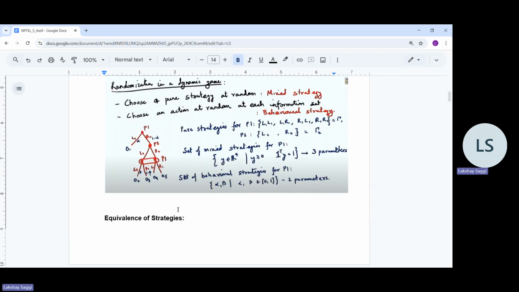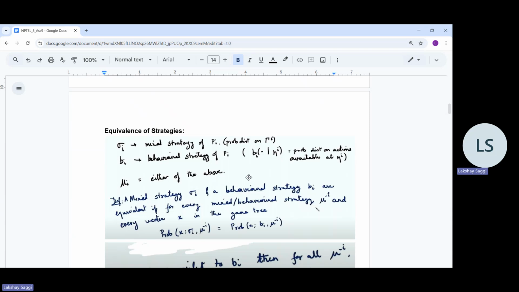But even though they are not the same, a question arises: can we still simulate one by the other? Can we form a behavioral strategy which is the same as a mixed strategy? And similarly, can we form a mixed strategy which is the same as a behavioral strategy? And what I mean by the same is something we'll define as an equivalence of strategies.